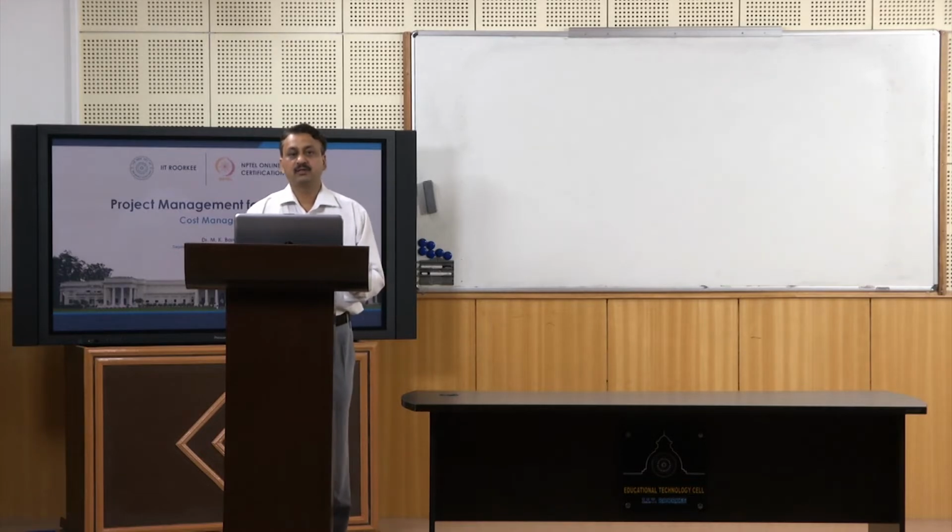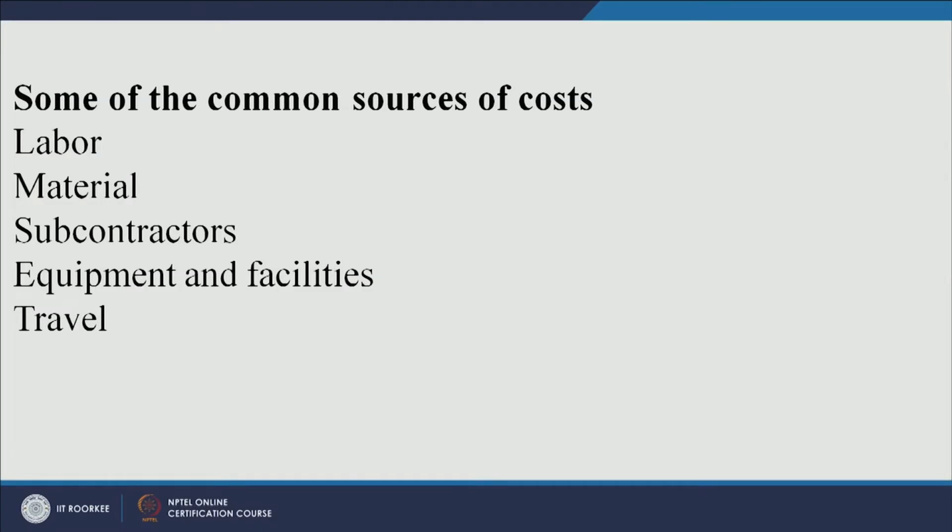We have already talked about the different types of costs when we were talking about crashing of networks, and we have broadly classified them as direct and indirect cost. Apart from this, whenever you talk about the cost of a product or a project, you can mainly classify them as direct labor, direct material, direct expenses, and indirect labor, indirect material, indirect expenses, right. So, you can have different ways of classifying costs.